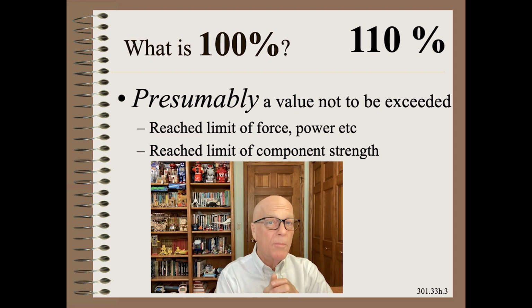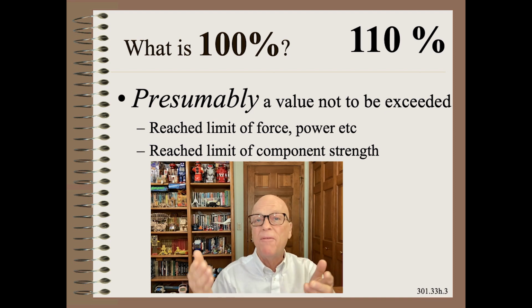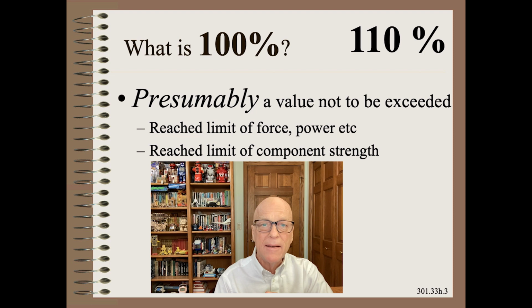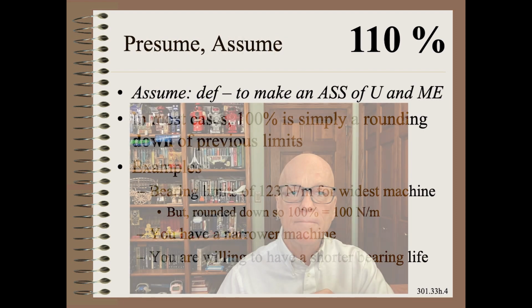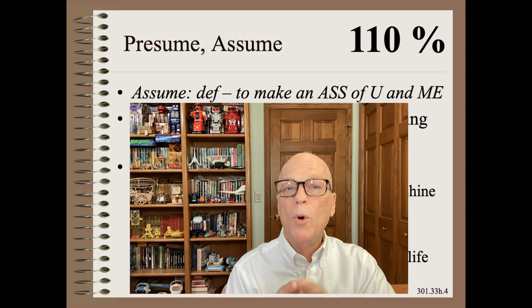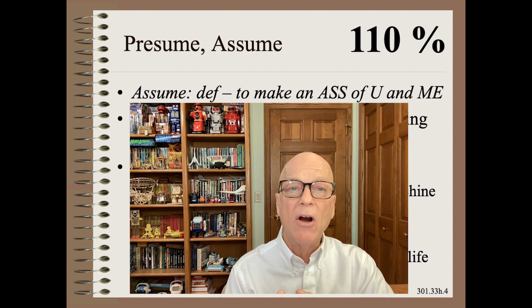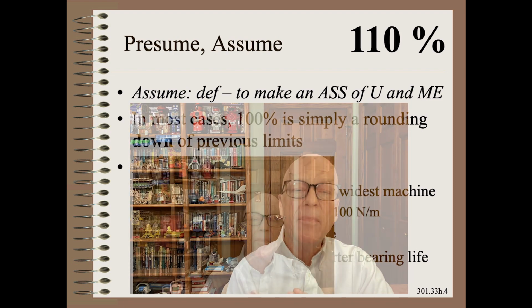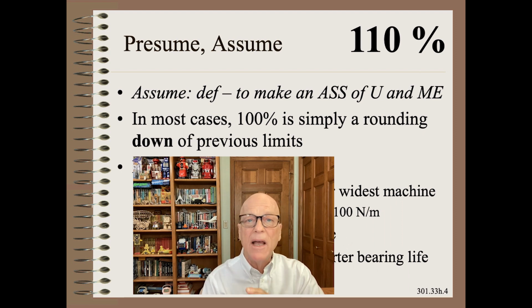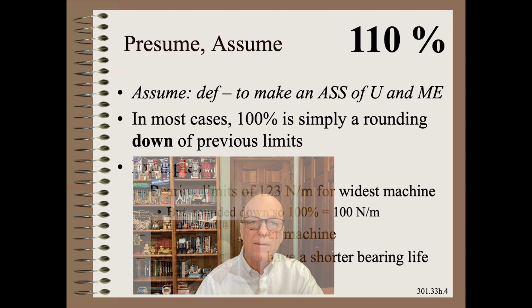Perhaps we might define 100% as a value not to be exceeded, such as when we reach a limit of force or power or component strength. Sometimes there is an embedded hidden safety factor. Many of you will have heard the definition of assume, which also applies equally well to presume. That is, something that will make an ass out of you and me. In most cases, 100% on a machine is simply a rounding down of previous units. Perhaps a couple of examples might illustrate this.